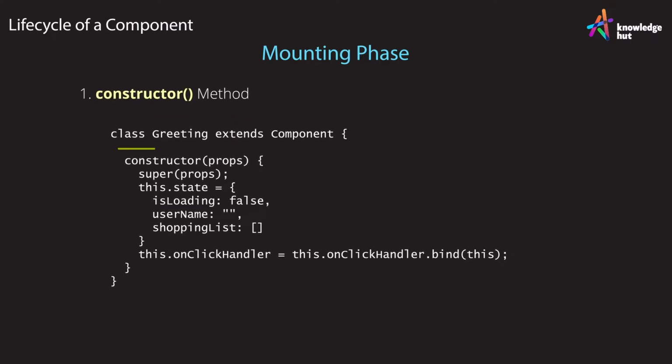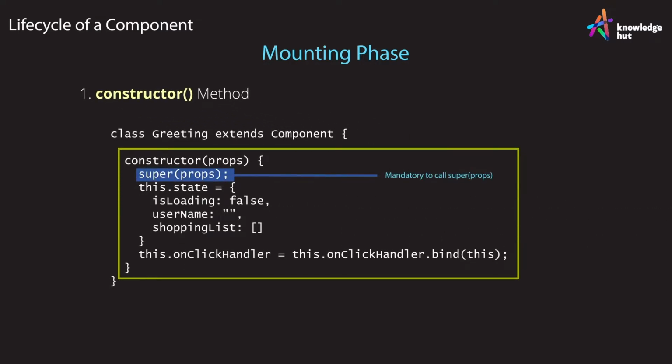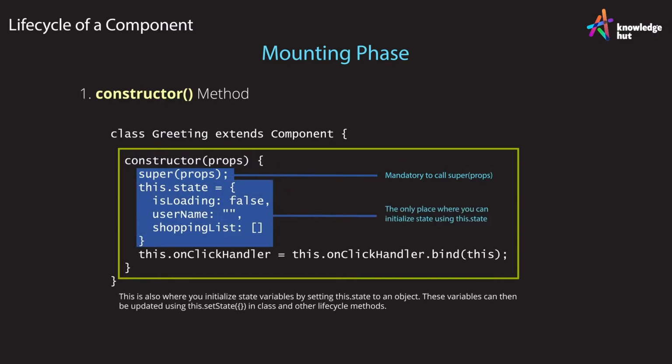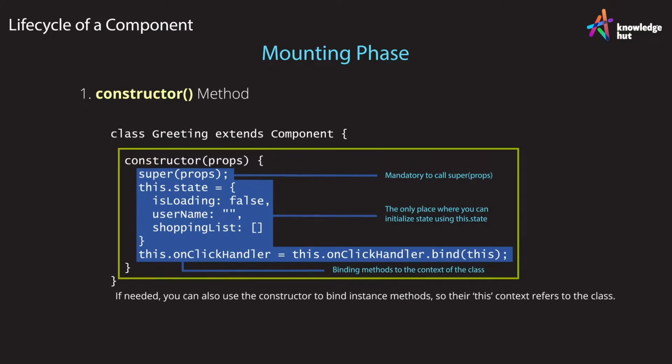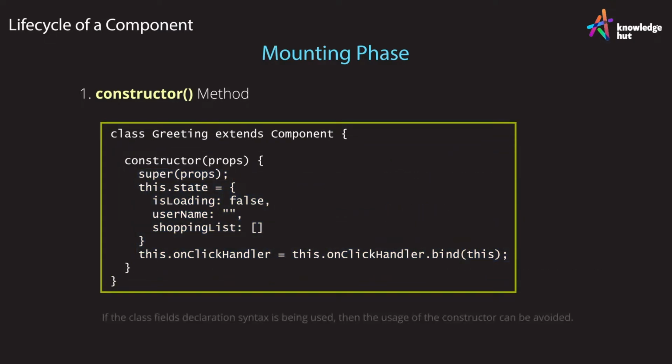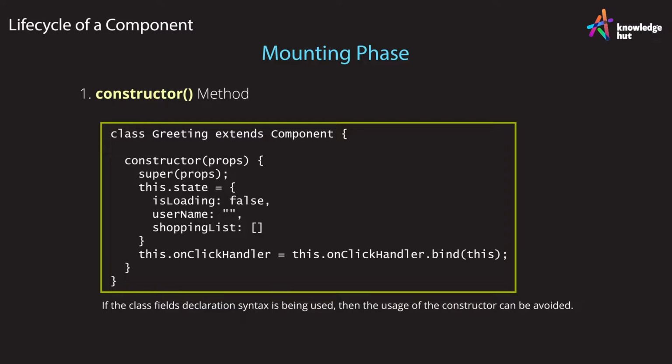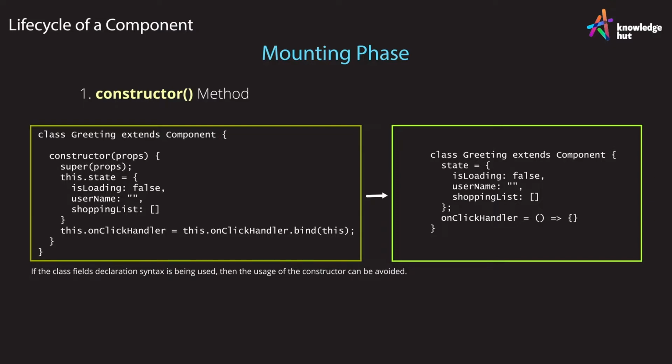Inside this method, you need to call super, which is needed because we are subclassing from the component class. This is the only lifecycle method where you can initialize state using this.state. In all other lifecycle methods, you need to use this.setState. Constructors should only be used for initializing state and binding methods since they are called in the render phase where nothing has gone into the DOM. In fact, if you're using the class fields declaration syntax, as we've been doing in our examples, you can completely avoid using the constructor at all.